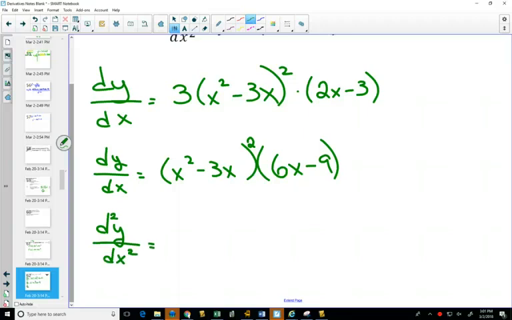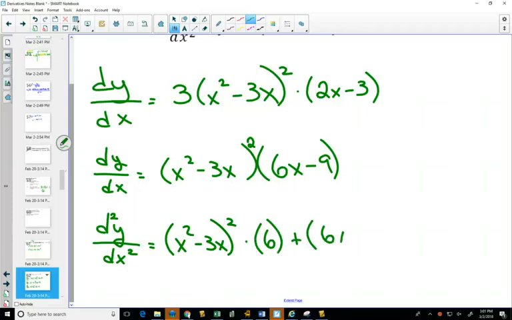And our second derivative is going to have a product rule and a chain rule. So here I would have 2. Oh, let's keep one the same. Let's keep the first one the same. Derivative of the second one, plus keep the second one the same. Derivative of the first one, which will have a chain rule.